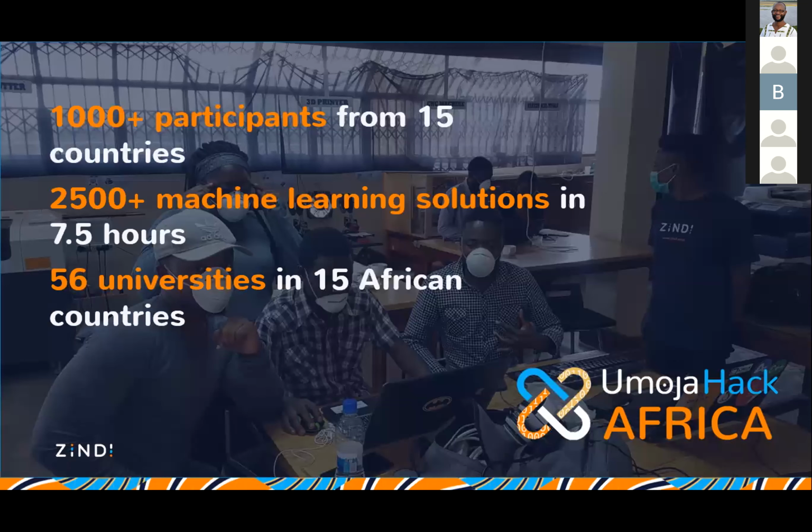I'm showing this as an introduction because we found that Umoja Hack Africa, although originally planned as a physical event that would happen at the same time across a number of universities, ended up being a virtual event, and we had to pivot right at the last minute. Universities were closing and governments were issuing lockdowns in the week leading up to the event. And instead of switching the event off, or shutting the event down, we decided to continue.